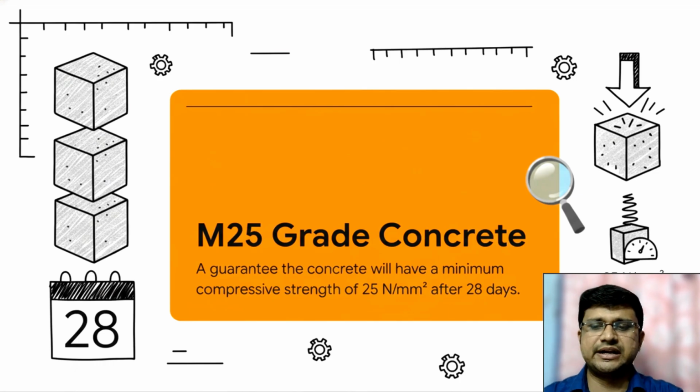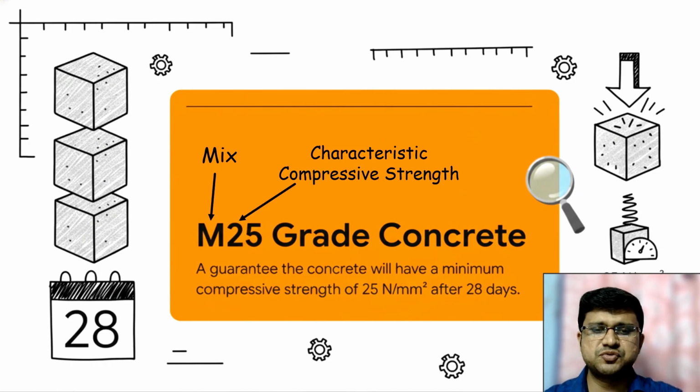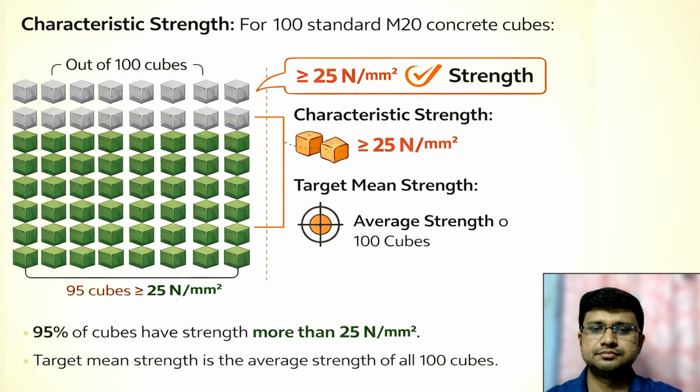Now, what is M25 grade of concrete? Here, M stands for mix and 25 is the characteristic compressive strength of concrete after 28 days of curing. Now, what is characteristic compressive strength? It means that if we prepare 100 concrete cubes, then at least 95 cubes will show a strength more than 25 Newton per millimeter square if our concrete is M25 concrete. So 95% will be more than this particular value, and only 5% can be less. So we can say that this value is actually the 5 percentile strength value.